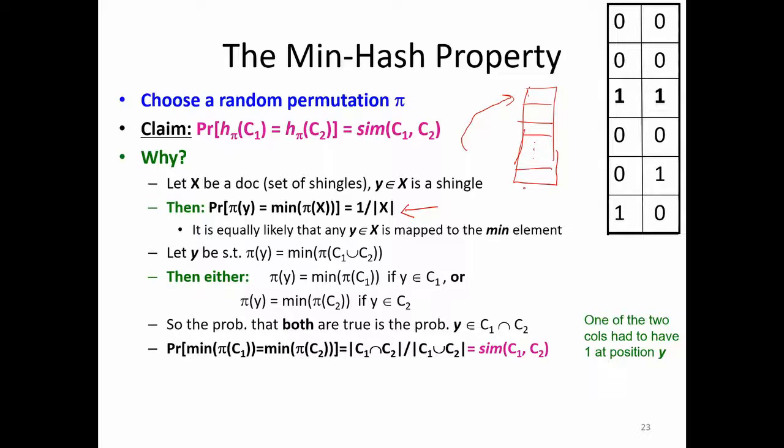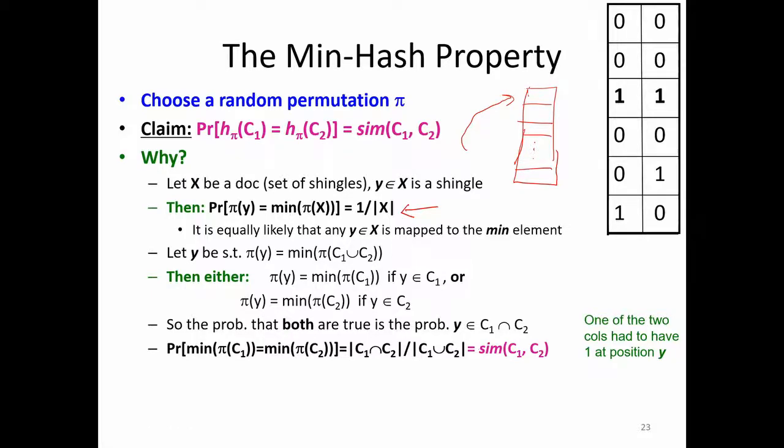And so the probability that pi of y is equal to the minimum of pi of C1 and the minimum of pi of C2, where y is present in both pi of C1 and pi of C2, is the probability that y is present in both.